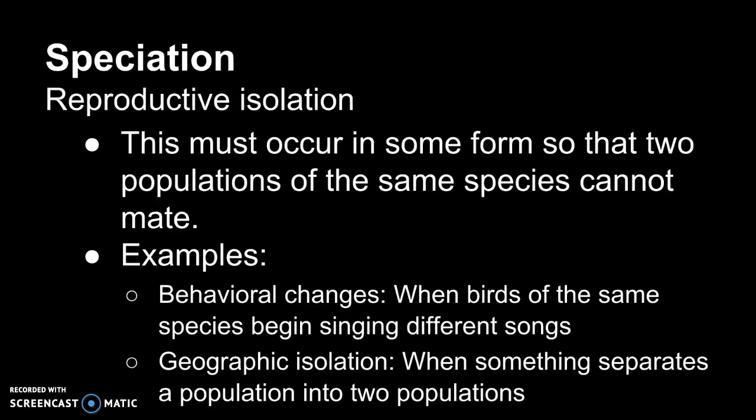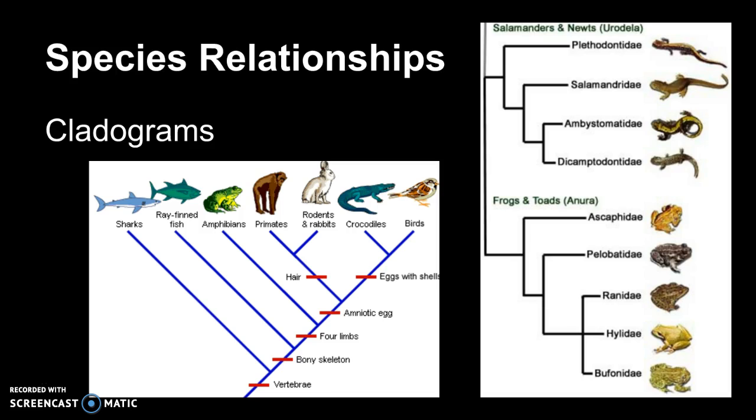So how do we have speciation? Well, the first way is through reproductive isolation. This must occur in some form so that two populations of the species cannot mate. So what I was explaining there, where you might have two totally separate environments, maybe for some reason a couple of the population get isolated on an island and they can't get back. So there's another way with behavioral changes, when birds of the same species begin singing different songs so they don't know that they're the same species. Or we obviously have the geographic isolation.